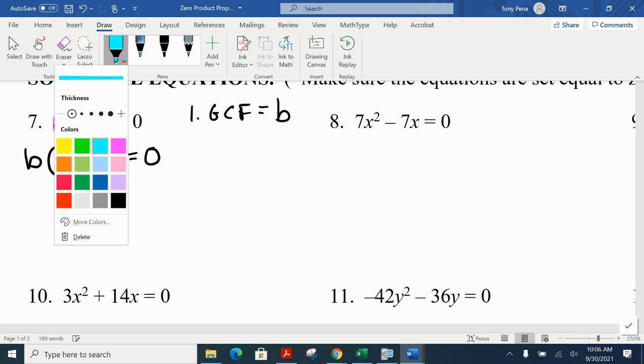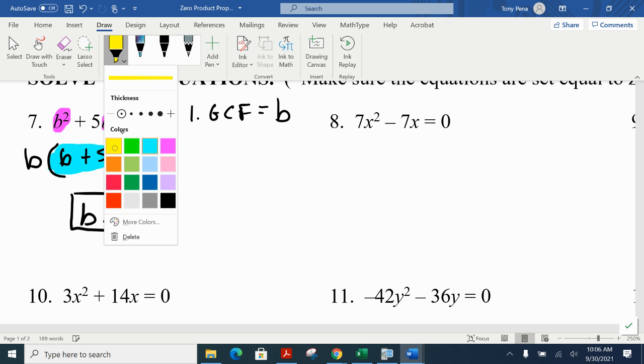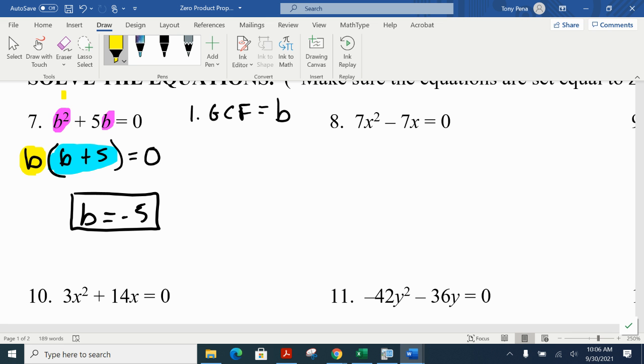So this first one, if I did this one here, wouldn't one of our answers be the negative 5? That's what would make that first factor a 0. What's going to make this one equal a 0? Just 0, right? So that answer, the blue one or yellow one, is just b equaling a 0. Those are our two answers.